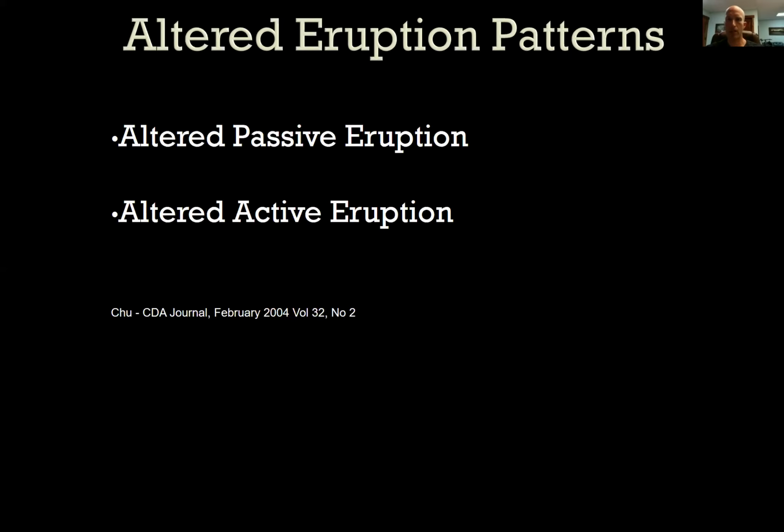A Panorex or a good series of radiographs can help you determine which you're looking at. In altered active eruption, as the tooth erupts into the oral cavity, it actually brings the bone with it. And so when you look at a radiograph, you look at a Panorex, you're going to see bone at the cemento-enamel junction or sometimes coronal to it. That's altered active eruption. So just the presence of soft tissue coronal to the cemento-enamel junction is not enough to tell you if you're dealing with altered passive or altered active eruption. You have to look at the radiographic evidence as well.